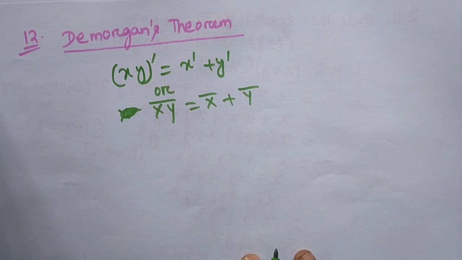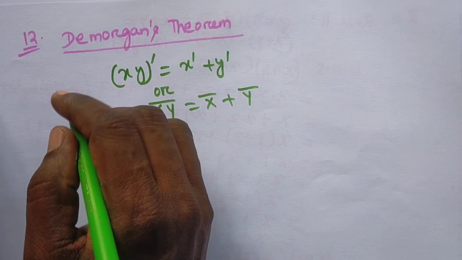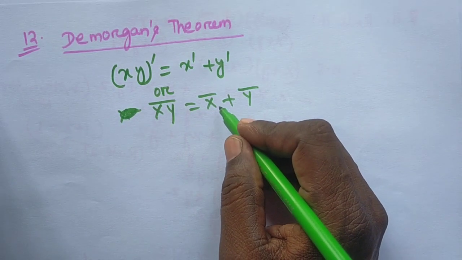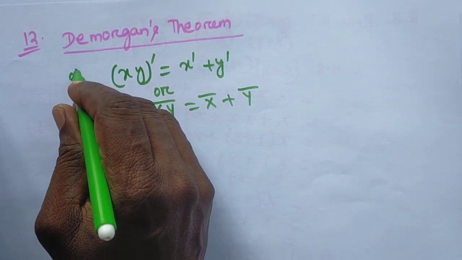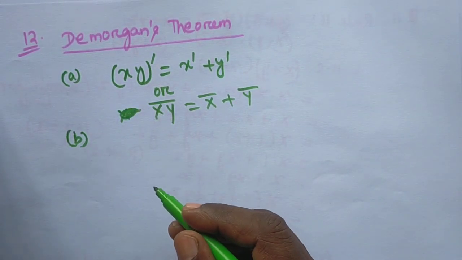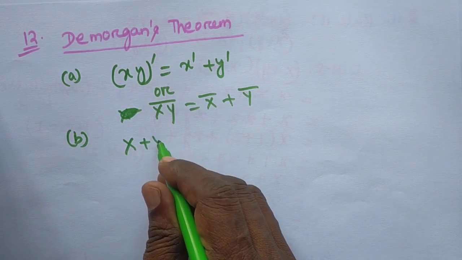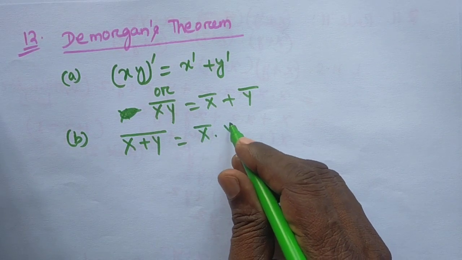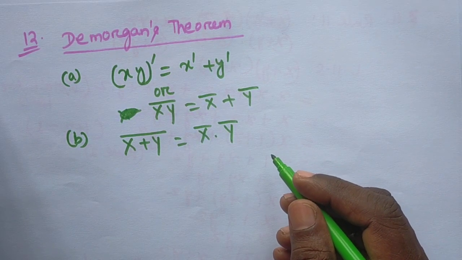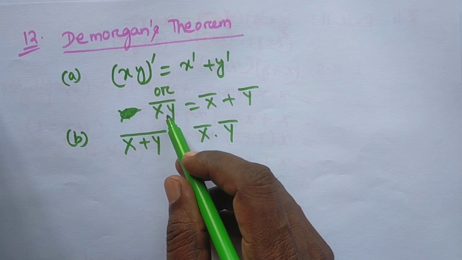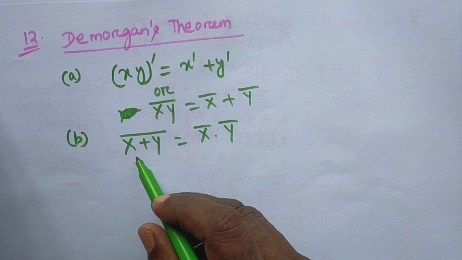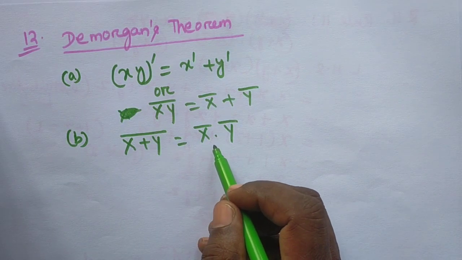So you see, this De Morgan's theorem we apply in this way. Actually it has two rules. One is (xy) whole complement is equal to x complement plus y complement. Another rule is (x plus y) whole complement is equal to x complement dot y complement. In this way, we have to remember it in a very simple way.